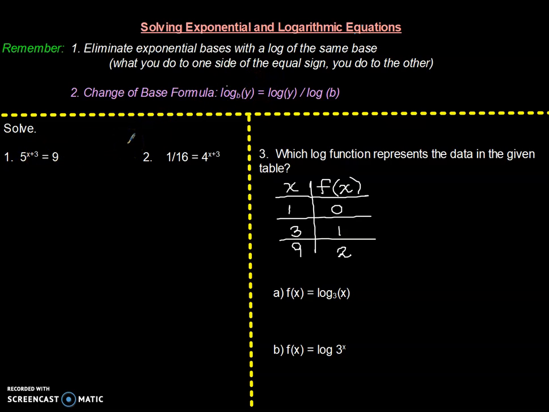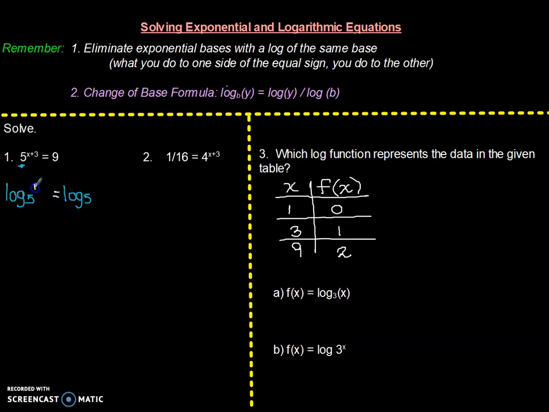So for number one, we can't actually get x by itself or move the 3 because it's an exponent. The only way we can move it is to get rid of this exponential base of 5. So again, we eliminate exponential bases by giving it a log with the same base. So I'm going to give it a log base of 5, and whatever I do to one side of this equal sign, I do to the other. So I'm going to give each side of the equal sign a log base of 5.